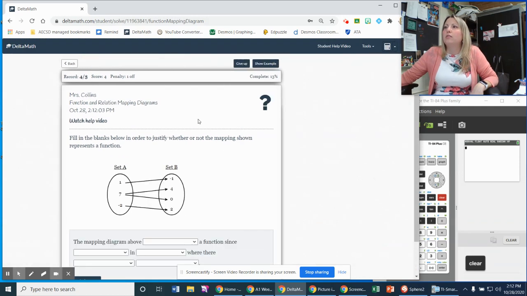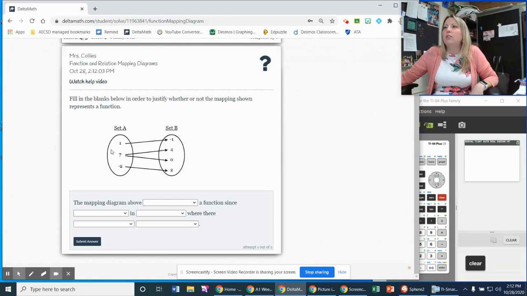We got that right. Okay, and again. Uh-oh, 7 gets used more than once. Not a function, one of your X values. So one input, multiple mappings to the output.